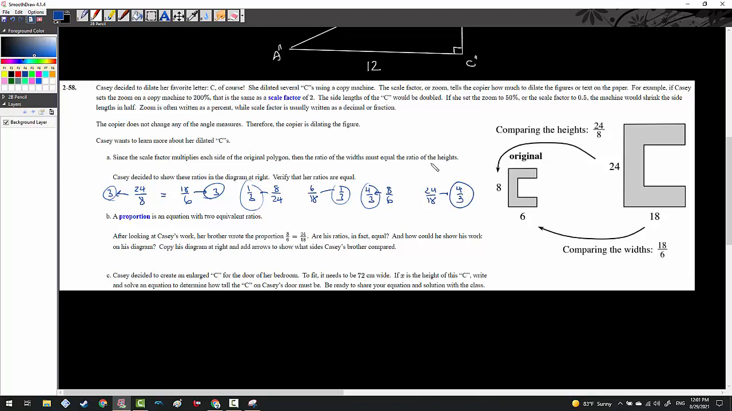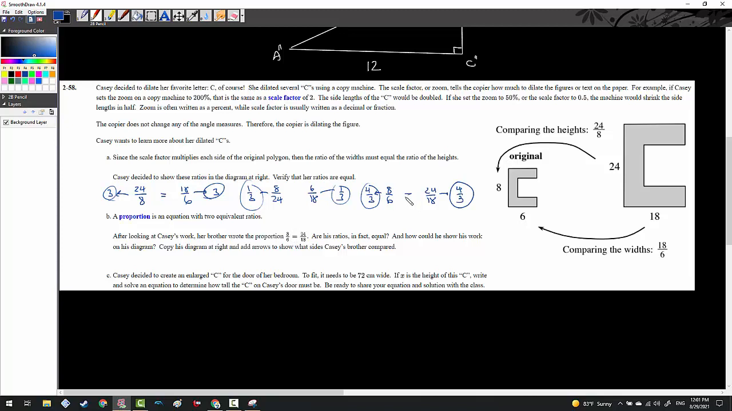You can go from small to large, large to small, or self to self, and it's not a big deal. As long as the ratios are the same, then the shapes are going to be proportional. And notice in part B, it says a proportion is an equation with two equivalent ratios. It says after looking at Casey's work, her brother wrote the proportion 8 over 6 equals 24 over 18, which I believe we do have.